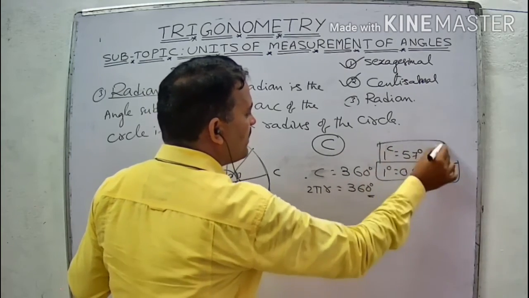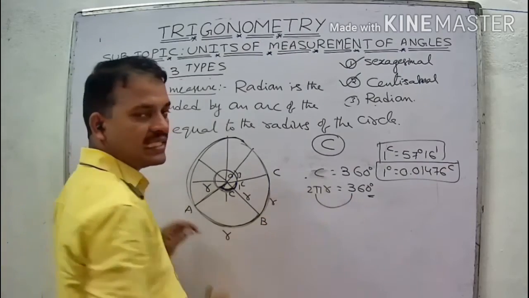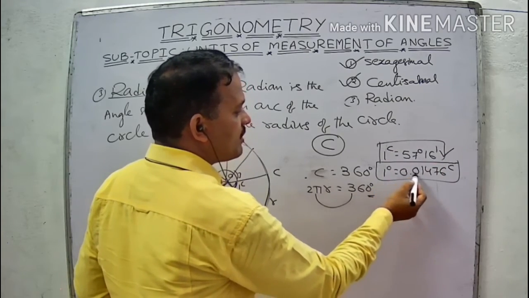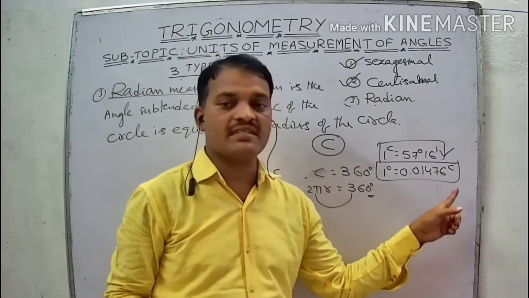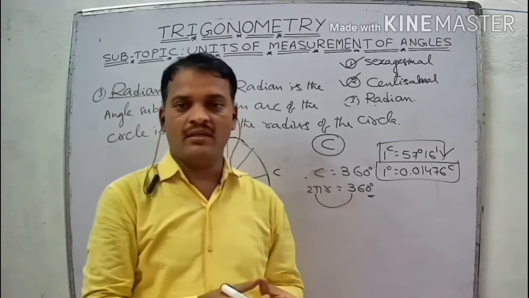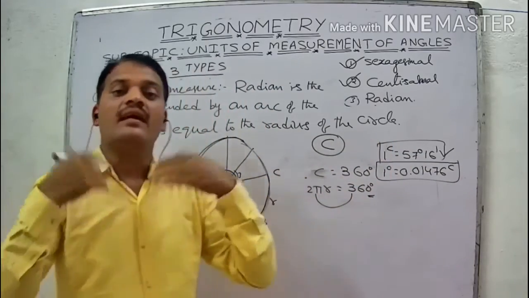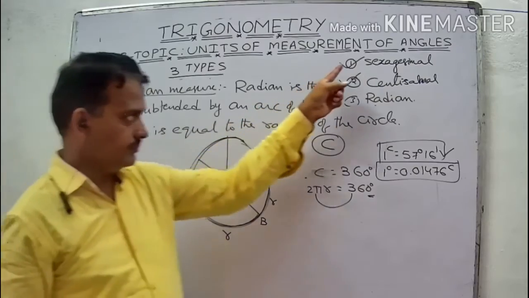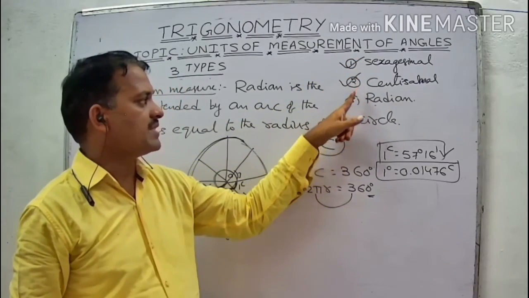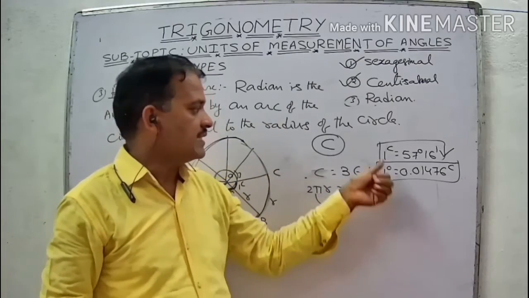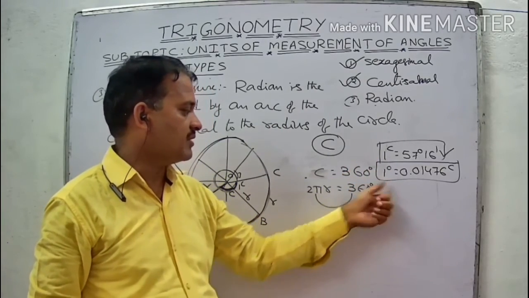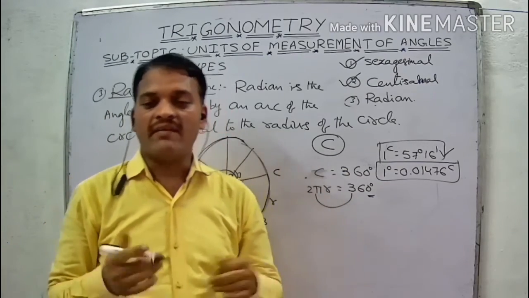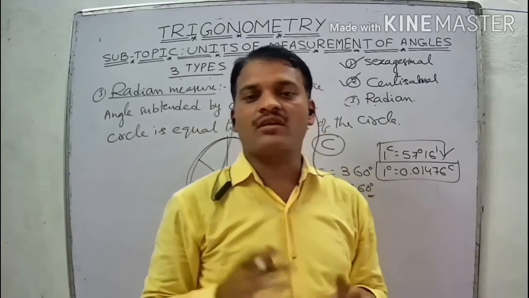Now how do we get this: 2 pi r is 360 degrees, 1 radian is equal to 57 degrees 16 minutes, and 1 degree is equal to 0.01476 radians. How will it be? I will say in the next video, my dear friends. This topic is units of measurement of angles. I explained sexagesimal measure, centesimal measure, and radian measure. Next, the 1 degree and 1 radian conversion, and how the 360 degrees is formed, in the next video I will tell you, my dear friends. This is my second part of trigonometry, friends.